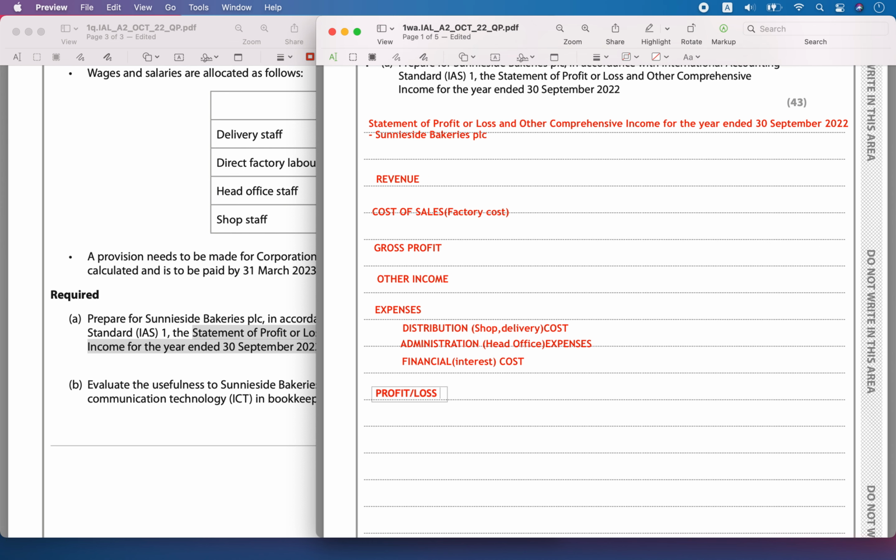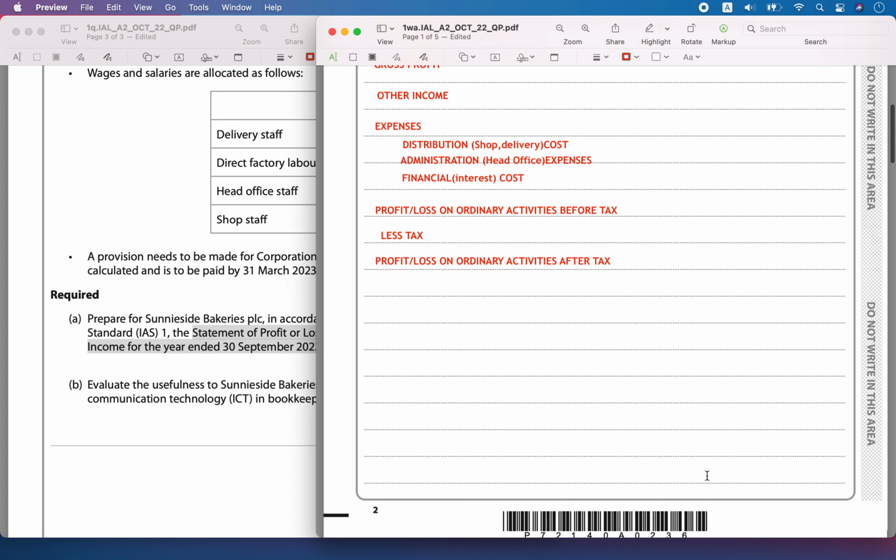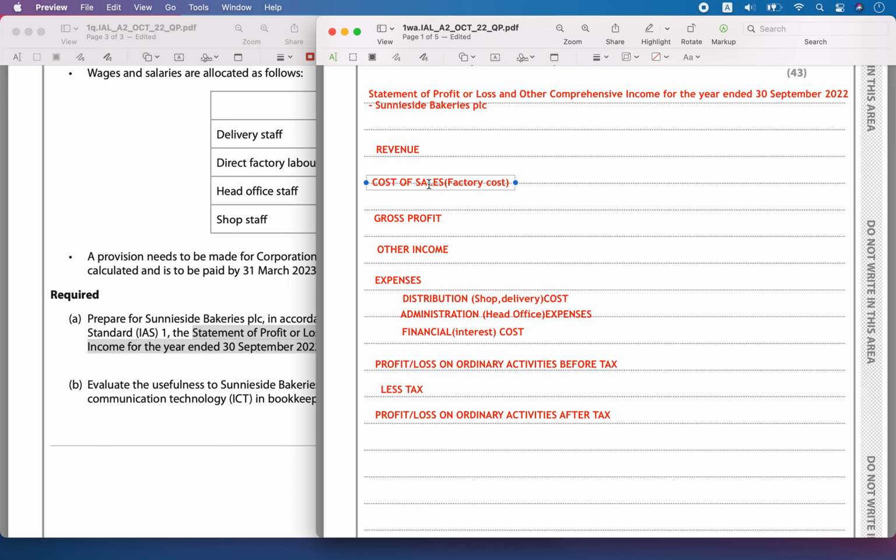Then you will calculate profit and loss on ordinary activities before any tax was paid. Whatever you are calculating, this is before the tax was paid. Then if you have to pay the tax, you will subtract that amount, less tax paid. Then finally you will get this profit on ordinary activities after the tax was paid. So this is how you will have to write everything. Now let's calculate for each portion.